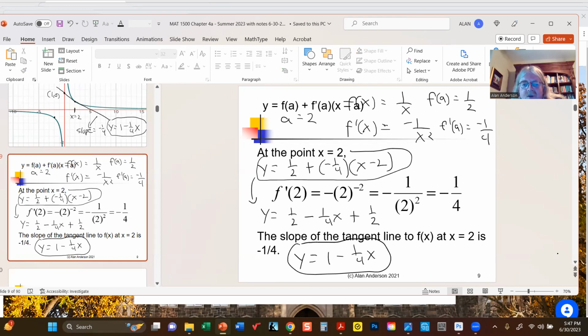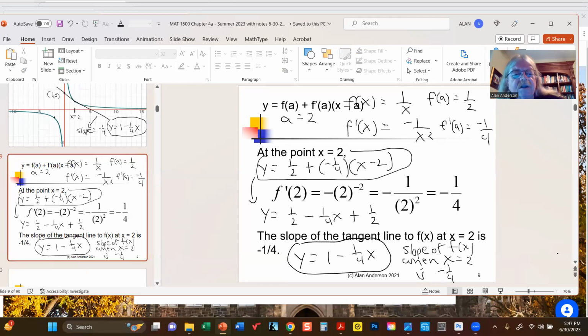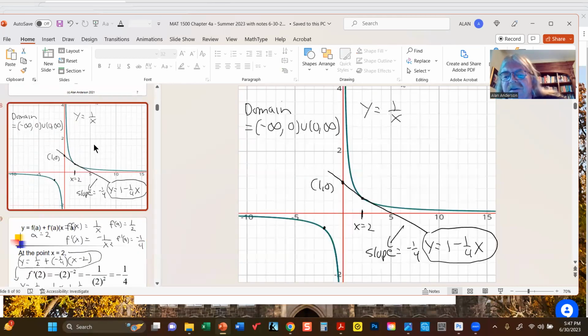And that tells us, of course, two things: we have the intercept and the slope. The slope of f of x when x equals 2 is negative 1/4. And that in turn tells us, by the way, that's what this graph is meant to represent.